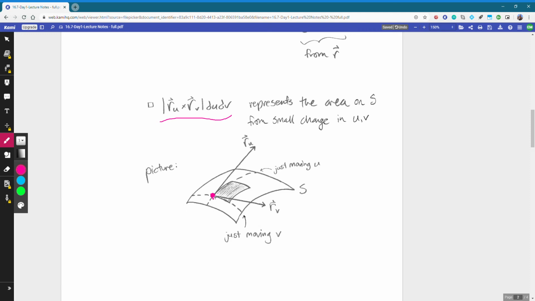Now, if we take this point, which corresponds to a particular choice of u and v, and we just let u vary, so we start cranking u up, that's going to move us along our surface. So this is just moving u with v held constant. And similarly, we can take just v and crank that up a little bit, and that'll move us along our surface in a different path. So this is what we get if we just move v, holding u constant.